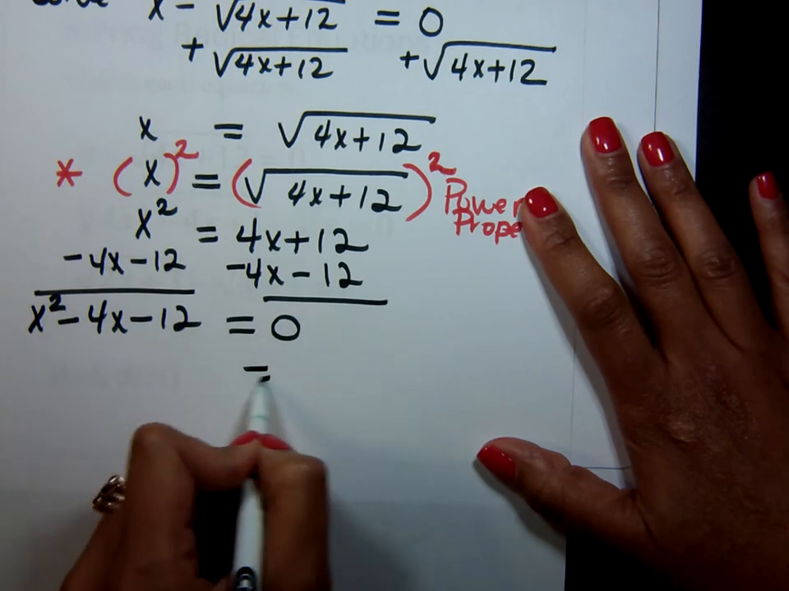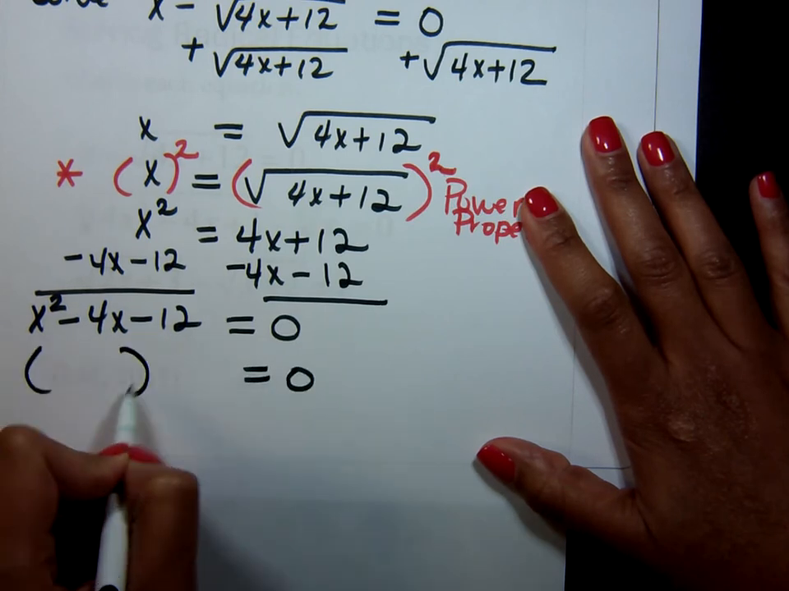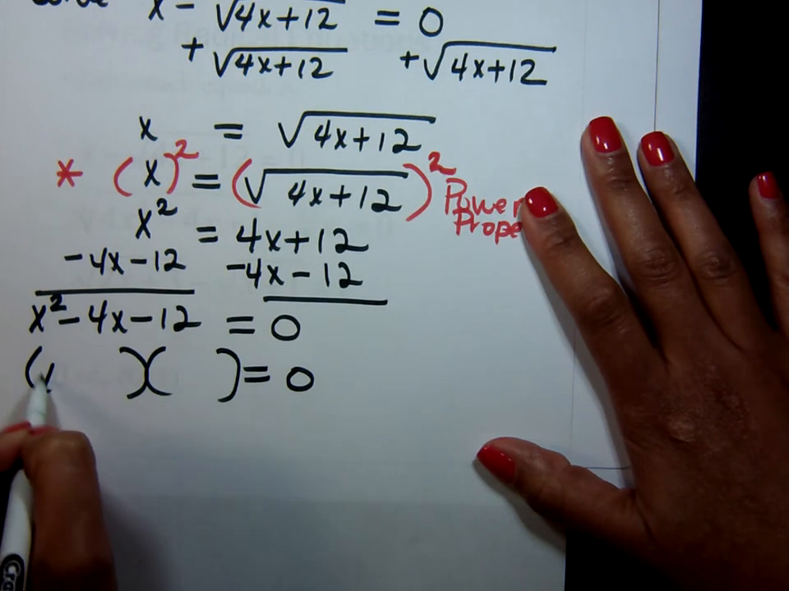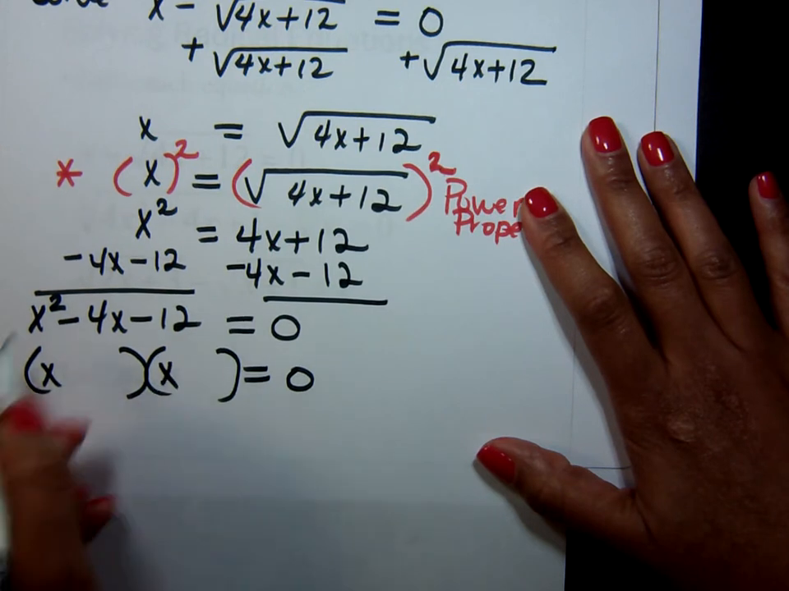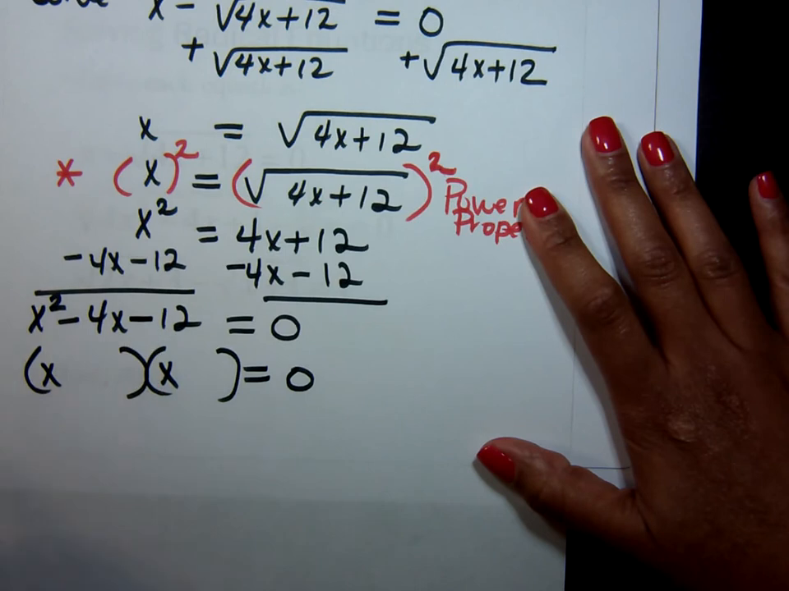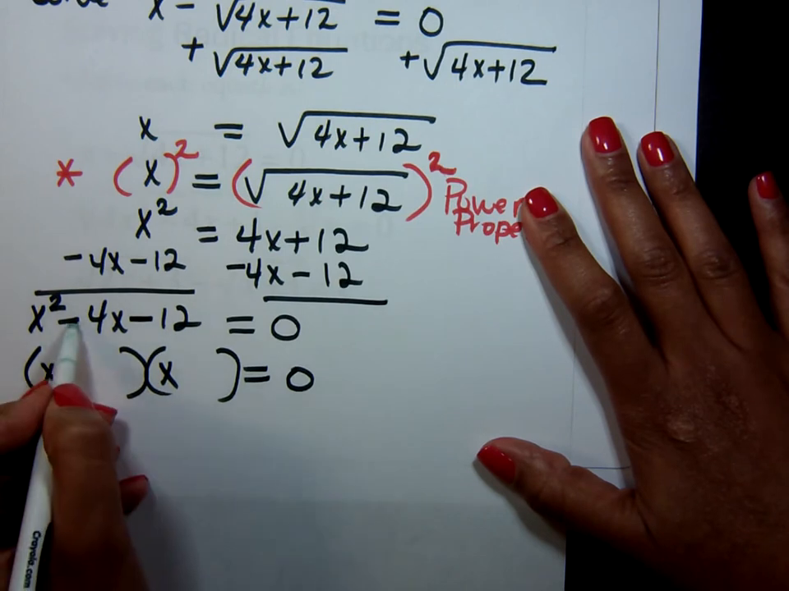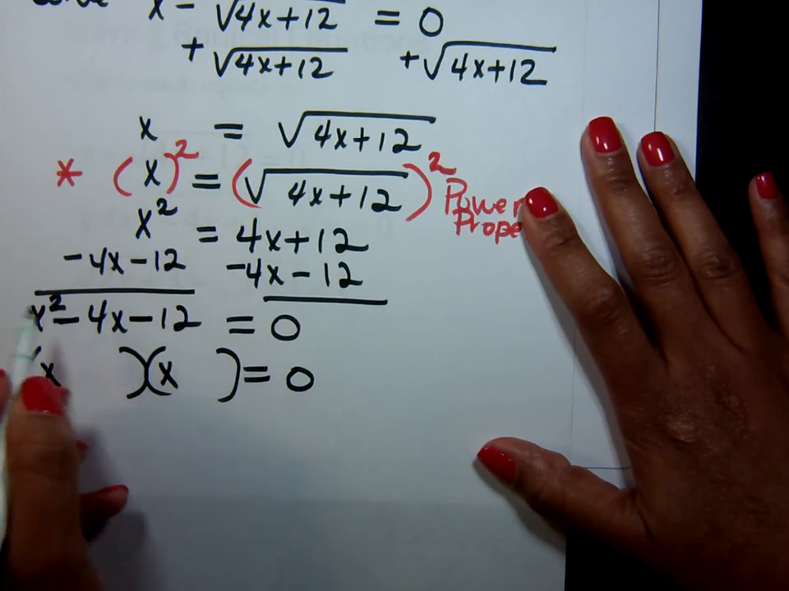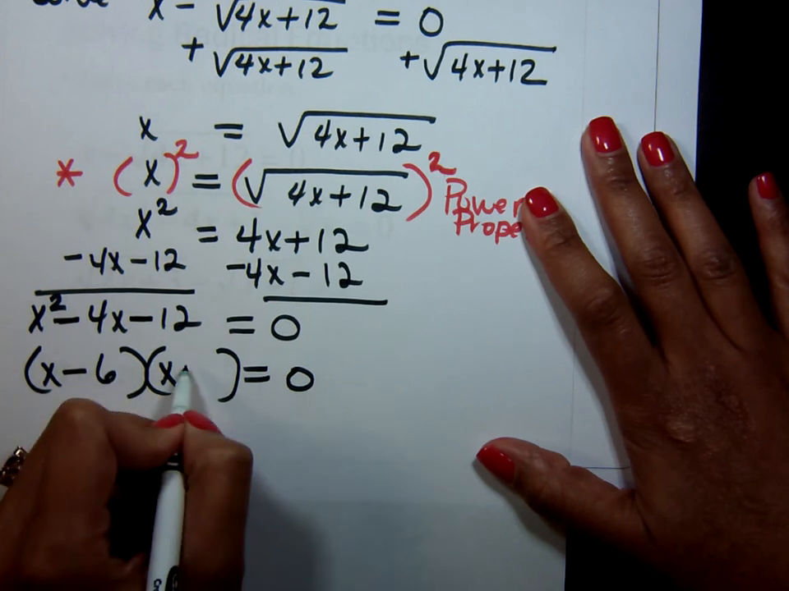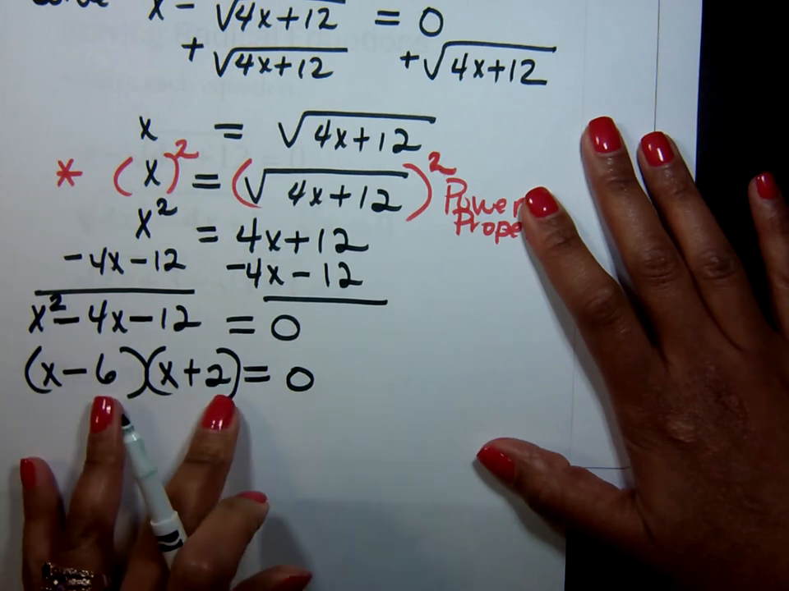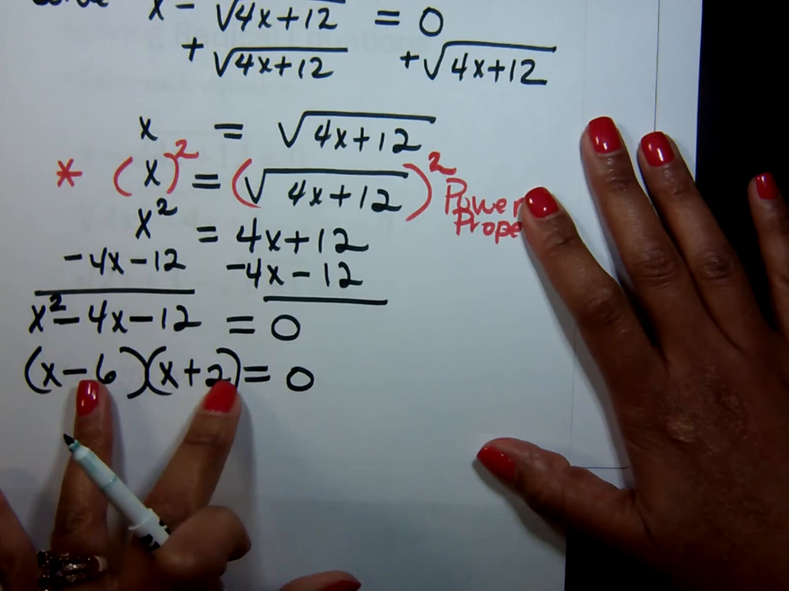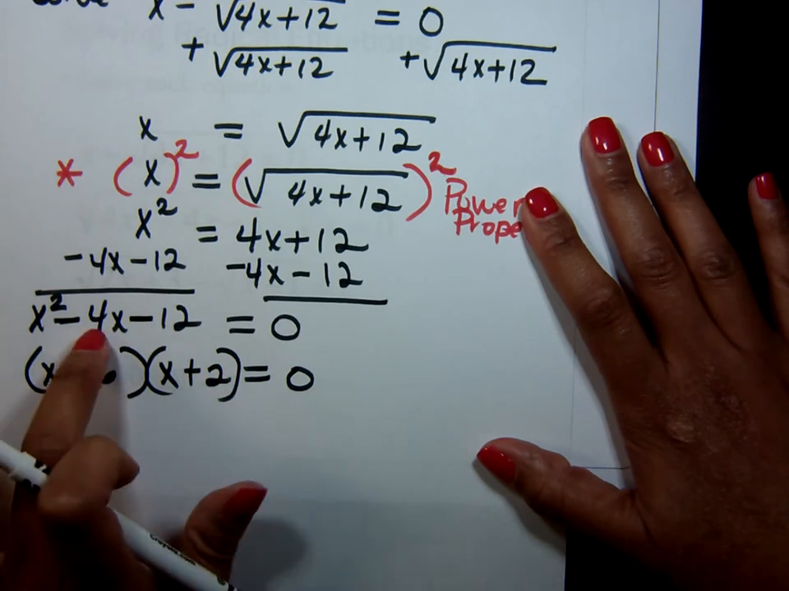So now I will factor. My first terms will be x and x. Two numbers that will multiply to give me negative 12 but add to give me negative 4 are negative 6 and positive 2. Negative 6 times 2 is negative 12. Negative 6 plus 2 is negative 4.